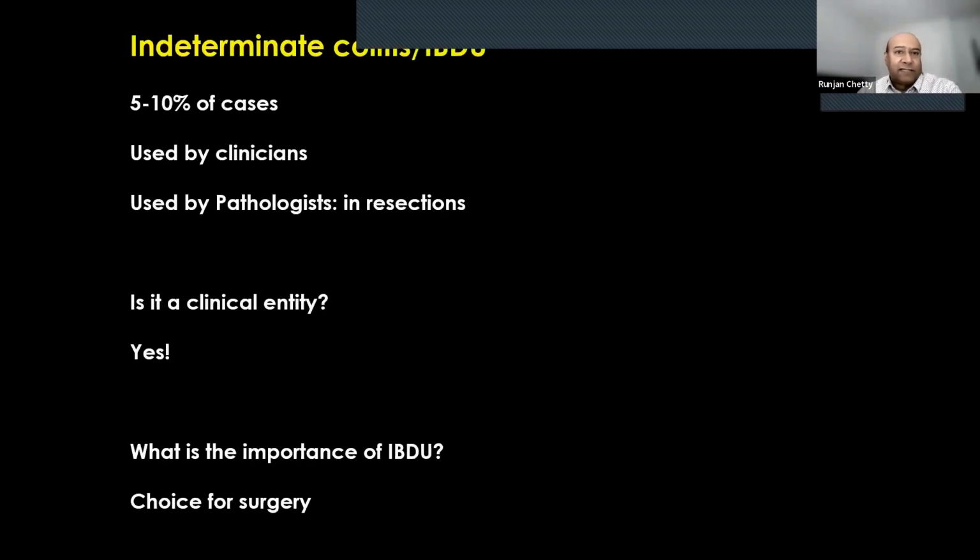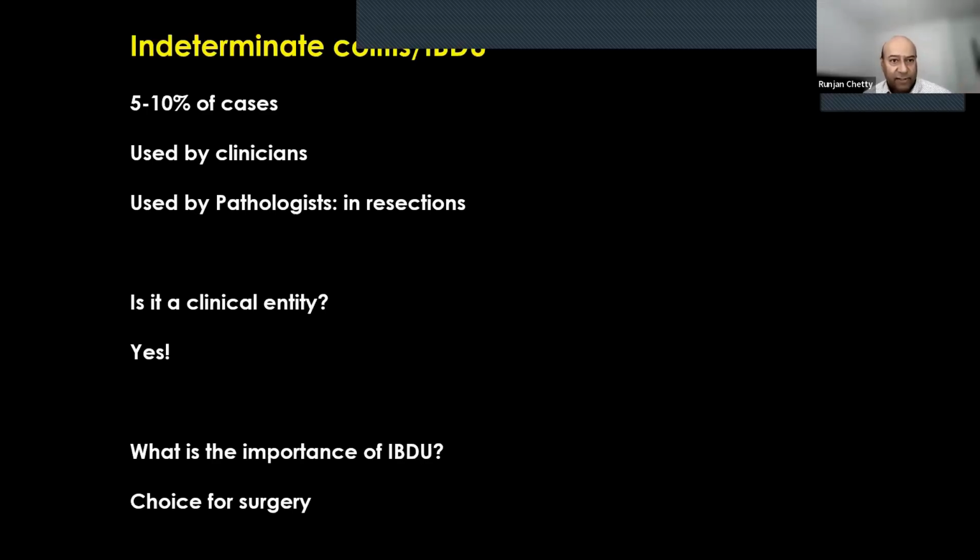Now let's dispense with indeterminate colitis, or IBDU. It's reckoned that 5 to 10% of cases with colitis that is idiopathic cannot be classified neatly into ulcerative colitis or Crohn's. Usually it's the clinician who makes the suggestion, and it is a term used by them quite frequently when they can't make up their minds. When we get the biopsies, invariably, and if it's representative and clear-cut, we will make their minds up for them. And sometimes we use it on resection specimens where we can't see definitive features for either. And that's the restricted use of the term IBDU that I would suggest.